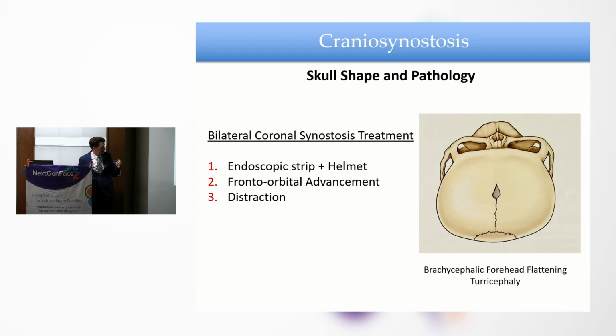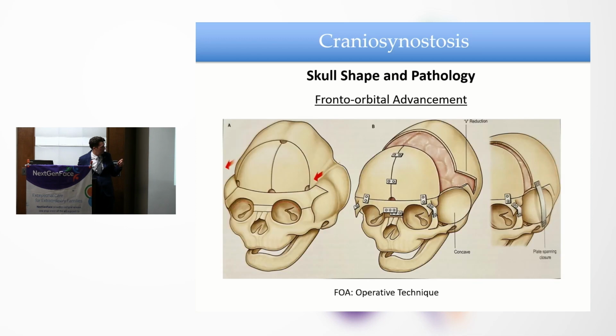So that's sagittal synostosis. What about if you have coronal synostosis bilaterally? Again, you have to treat this surgically. Options: endoscopic strip and a helmet, or frontal orbital advancement, or distraction. The traditional frontal orbital advancement is very effective. These patients, you can see, have a short forehead, which is brachycephaly, but also have a tall forehead, which you can see on a different view. Frontal orbital advancement is always effective. This is a schematic of how that happens.